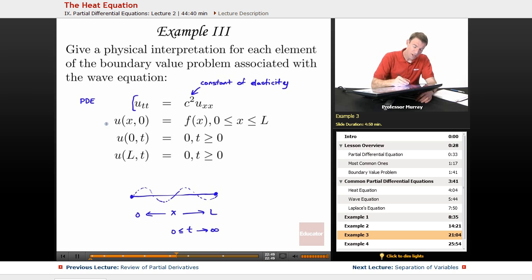Now, u of x, 0, that means we've plugged in t is equal to 0. So that means we're looking at an initial condition here.